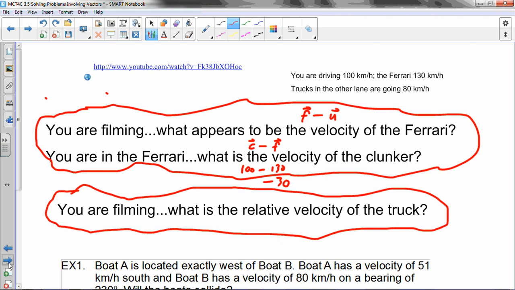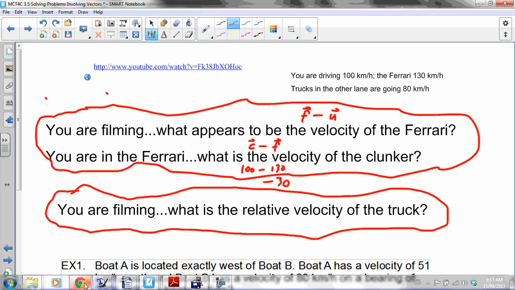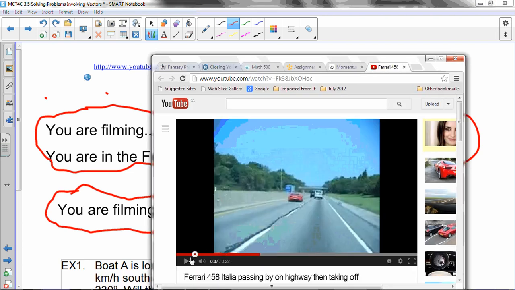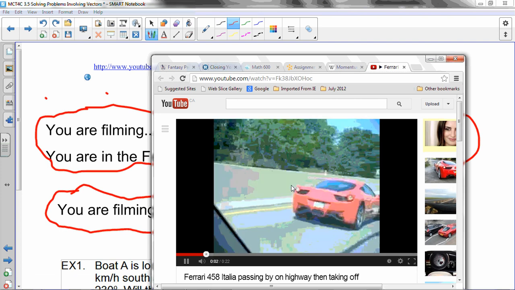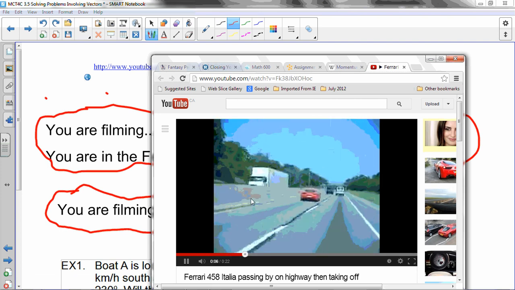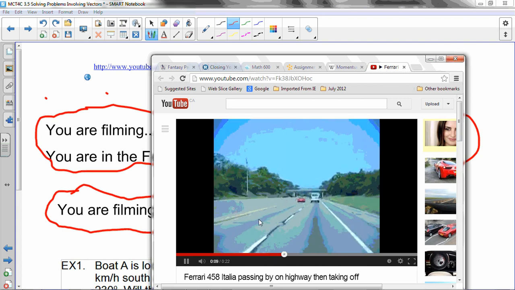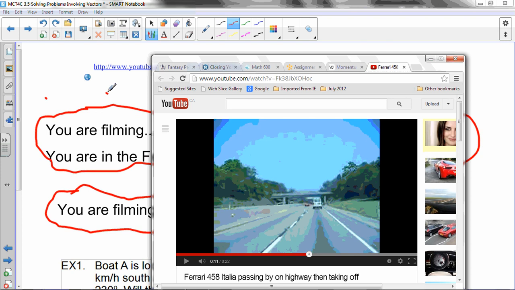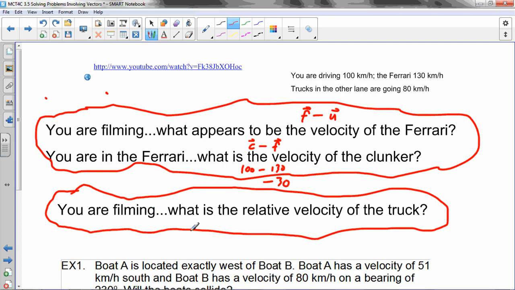Now let's think of the truck. I don't even know if you noticed the truck. If we're in the clunker, the velocity of the truck, well, it's going in the opposite direction at 80 kilometers, and we're going 100. Well, their relative velocity is 180 kilometers per hour in the opposite direction, right? Where the negative sign means the opposite direction. So that's why we subtract. Hopefully that makes sense. And there's lots of neat problems you can solve with respect to this.